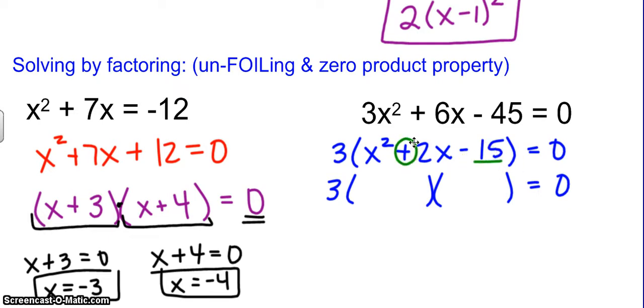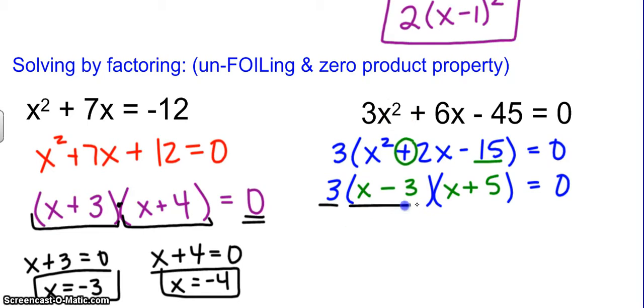Well, because we're multiplying to a negative, I know that it's going to be one thing that's positive and one thing that's negative. So ways to get to 15 would be 1 and 15 or 3 and 5. 3 and 5 will get me to 2 somehow. And because I want it to be a positive 2, I want the 5 to keep the positive and the 3 to take the negative, because that way when you FOIL back, you end up with a positive 2x in the middle.